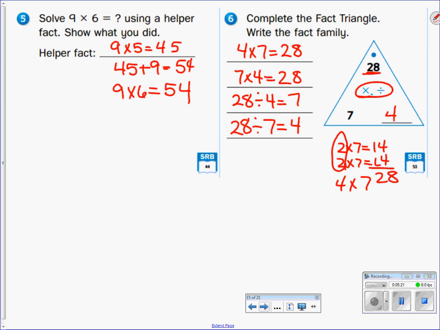All right, boys and girls, that concludes Math Boxes 5.8.